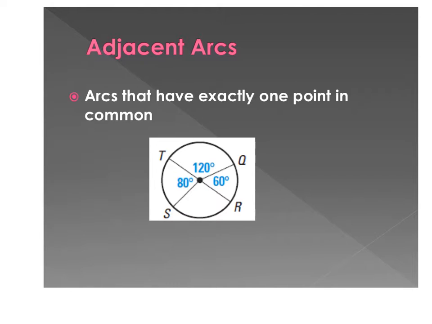So an adjacent arc could be QR is next to RS. If I write QR is adjacent to RS, notice the point in common is the point R. I couldn't say that QR is adjacent to ST because there's no points in common. QR is over here, ST is over here. They're not next to each other.